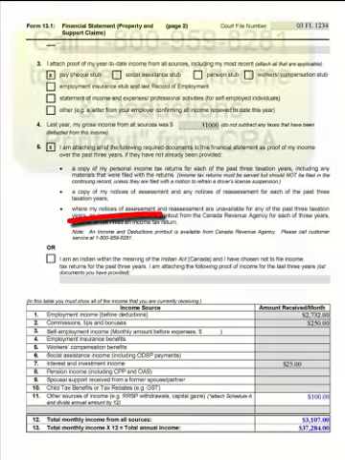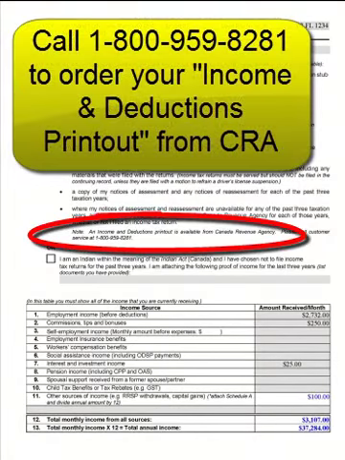But if you do not have them, then immediately order the income and deductions printout from CRA at the number given on the form, being 1-800-959-8281. You will ask CRA for your income and deductions printout for the last 3 years. It only takes a couple of weeks to obtain and costs nothing.